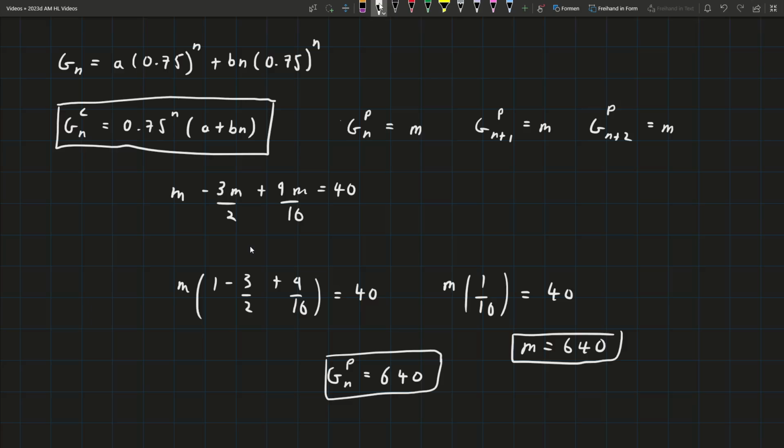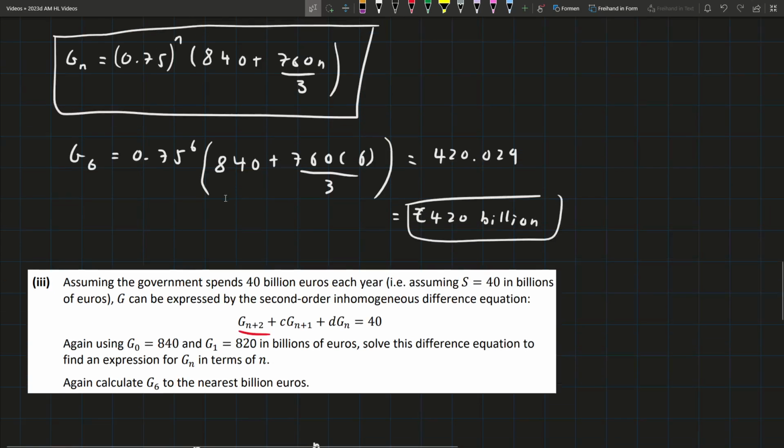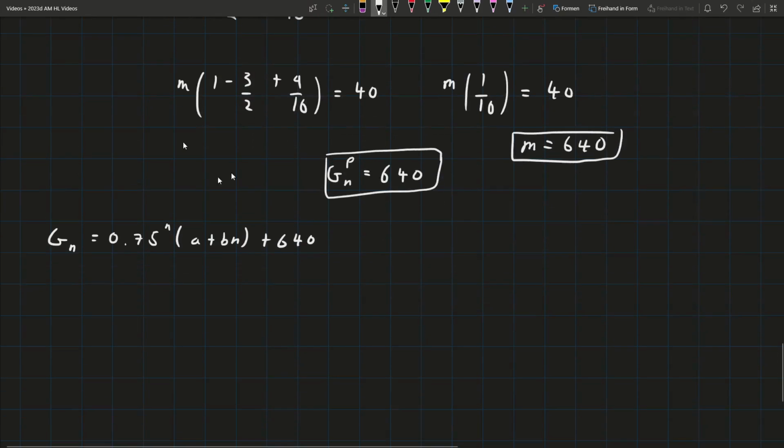And now our final solution is going to be the sum of our particular and complementary solution. So we get that Gn equals 0.75 to the power of n times (a plus bn), plus 640. And now we just need to find out what a and b are. We know that G0 is 840. So G0 equals 0.75 to the power of 0, which is just 1, so we get 1 times a, plus b times 0, which is just 0, so a plus 0 plus 640.